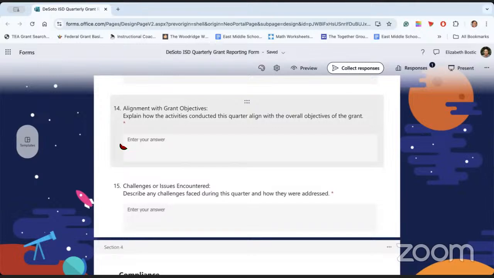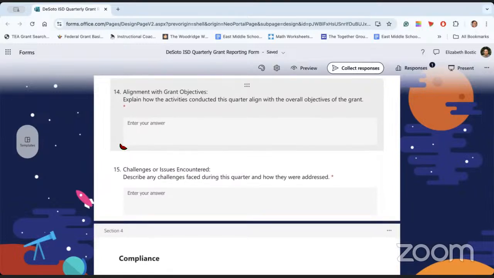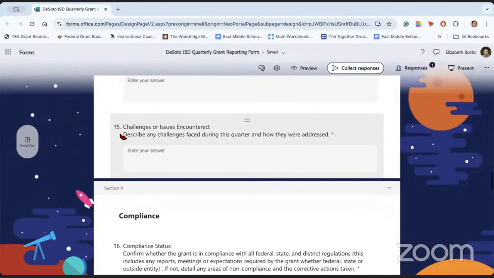Then you'll explain how whatever activities you have done or are planning to do align with the objectives of the grant. Remember, the objectives of the grant should always be in connection to the board. You don't necessarily have to say the connection to the board, because the grant itself should always be in connection to the board, but your activities should be in connection to the purpose of the grant. What challenges have you had?